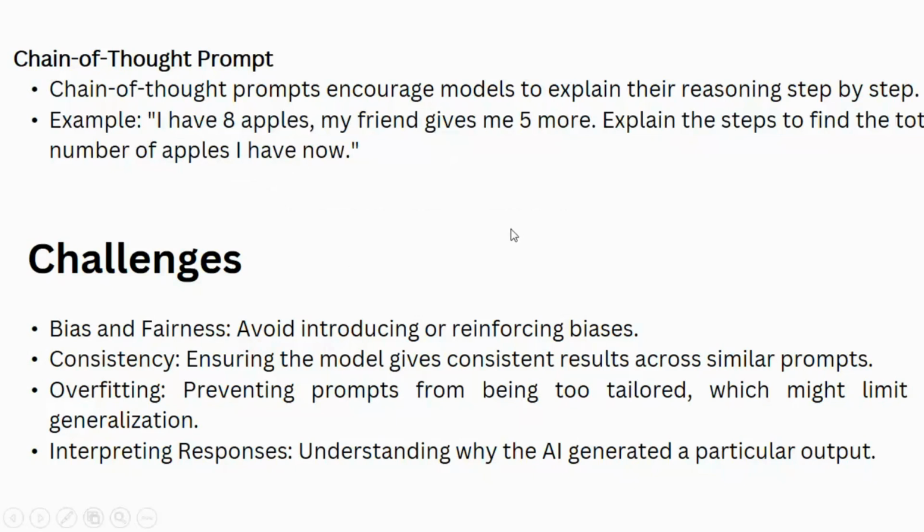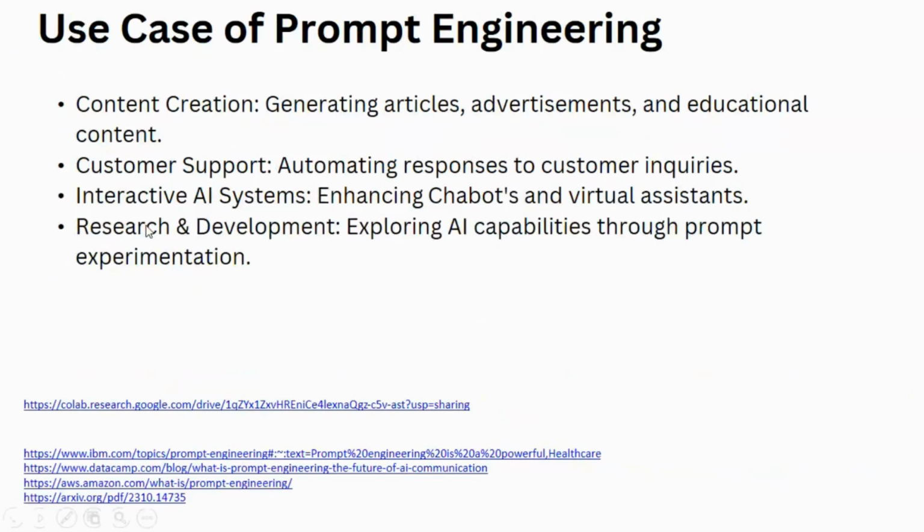The challenges in prompt engineering are bias and fairness, like avoiding introducing or reinforcing bias, ensuring the model gives consistent results for similar prompts, and preventing the prompt from being too tailored, which might limit the generation. Another is interpreting the response, understanding why the AI generated a particular output. Use cases of prompt engineering: it is generally used for writing articles, getting educational content and advertisements, and for customer support and research and development.